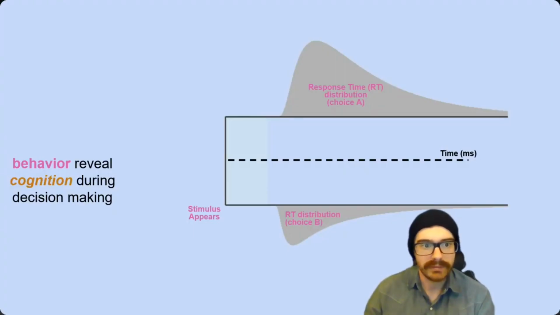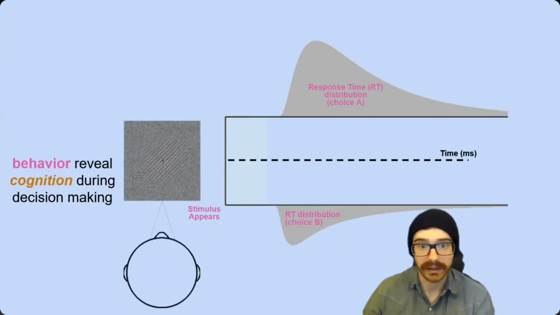So in general, behavior can reveal cognition during decision making, and this is because we've developed mathematical models in mathematical psychology that have cognitive parameters that describe response times and choices. So if we have a response time distribution for choice A and a response time distribution for choice B, then we can say something about the cognitive process.